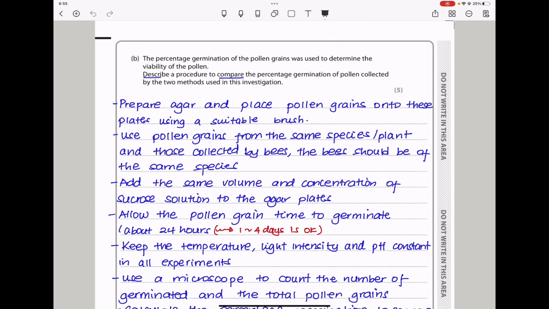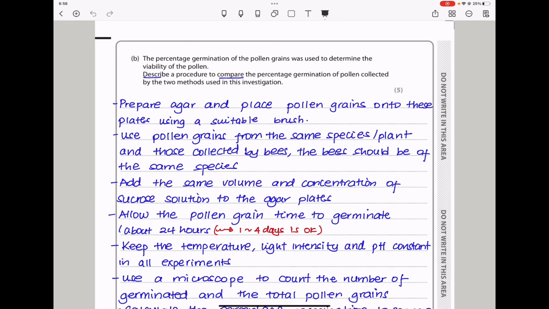Here they say the percentage germination of the pollen grains was used to determine the viability of pollen. They want you to describe a procedure to compare the percentage germination of pollen collected by the two methods used in this investigation. So since this is about pollen, I prefer to use the agar plate. So I said prepare agar and place pollen grains onto these plates using a suitable brush.